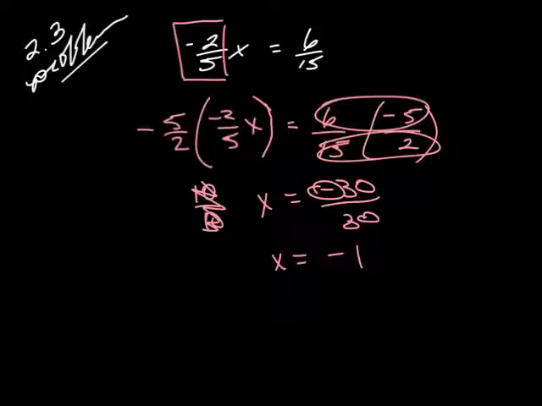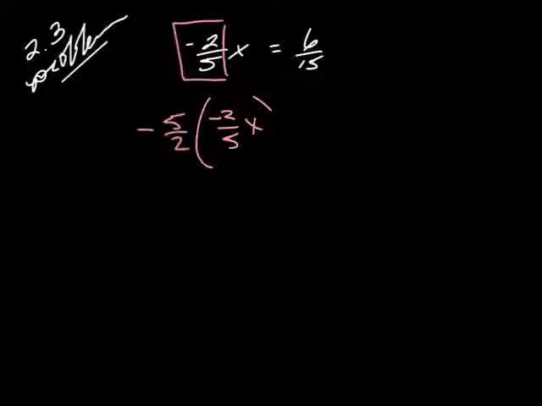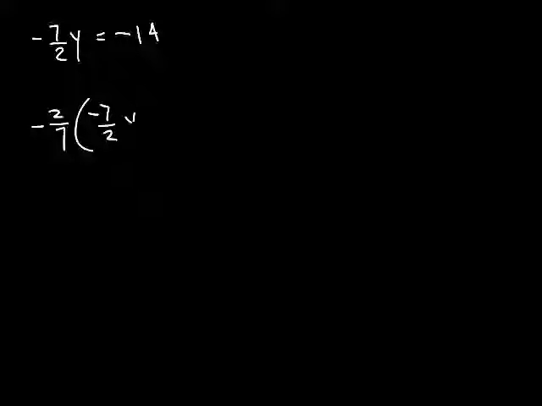Okay, let's try one more like that, because some of you might find that this is a better way to get rid of the fractions than the way I showed you. So let's look at 28. Negative 7/2 y equals negative 14. I'm going to take that negative 7/2, flip it upside down, leave the negative there, and then put my 7/2 y here, equals negative 14.